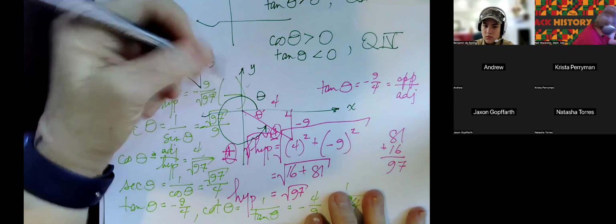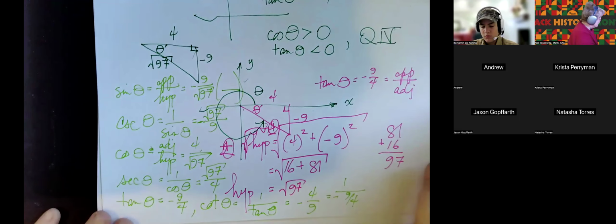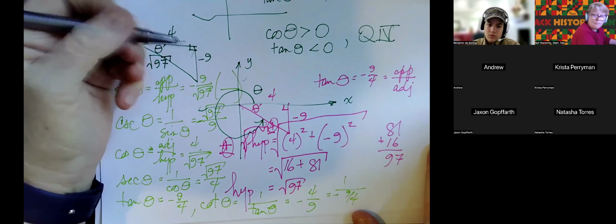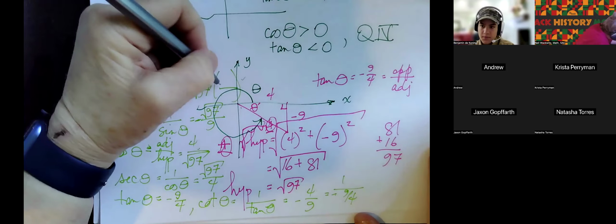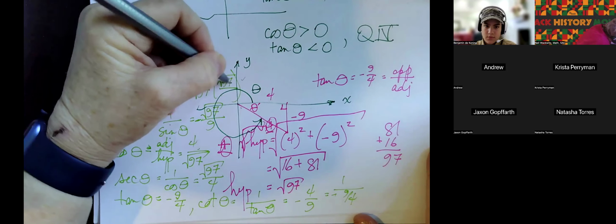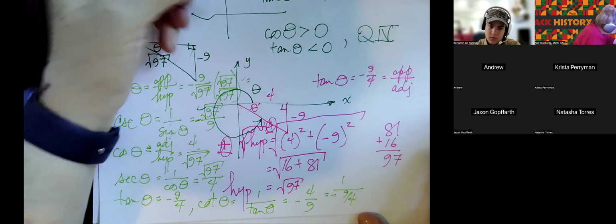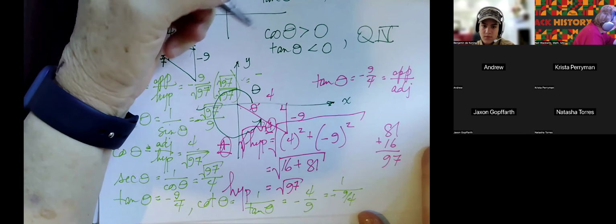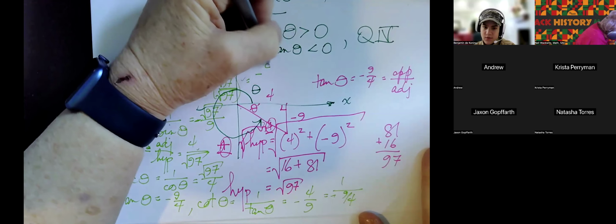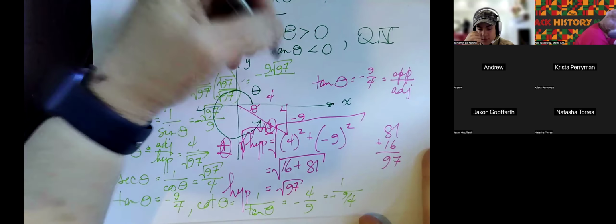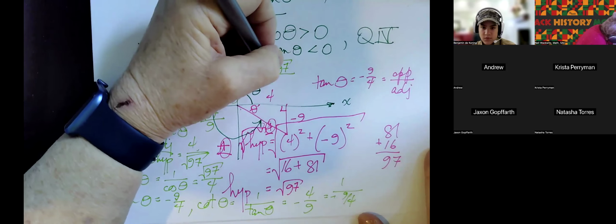Okay, what can I multiply by to rationalize sine? And the same thing is going to work for cosine. Square root of 97. Beautiful. So in the numerator, we'll get? 9 square root of 97. Good. And the denominator will be? 97.